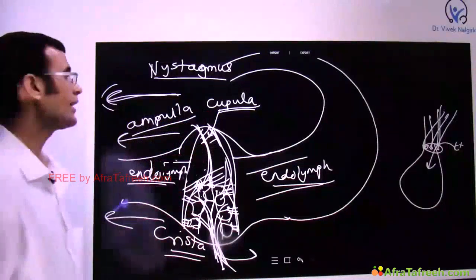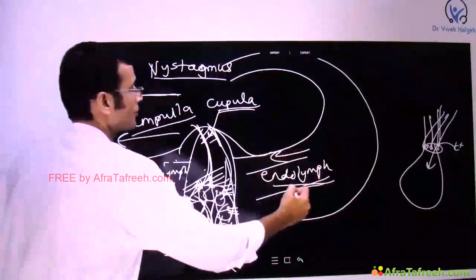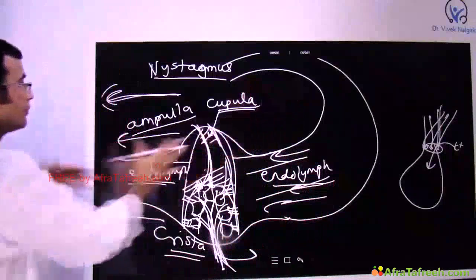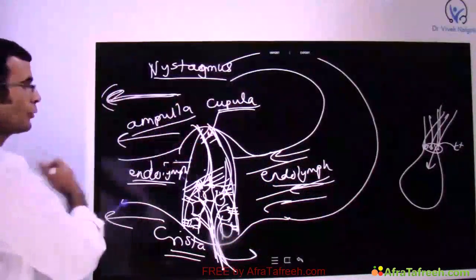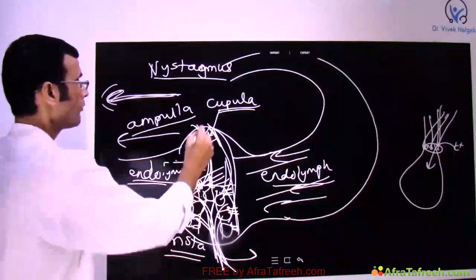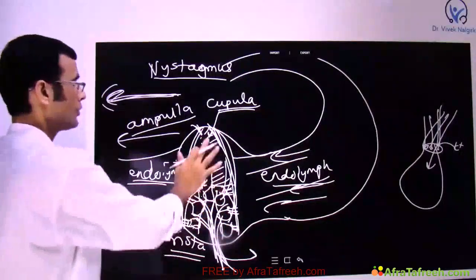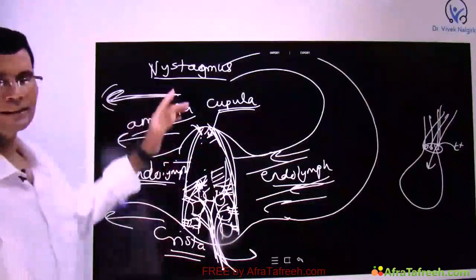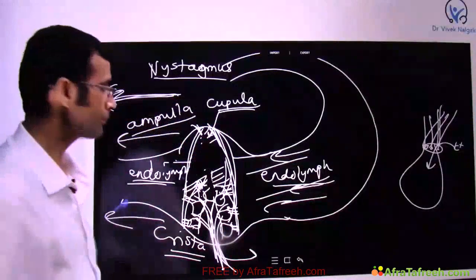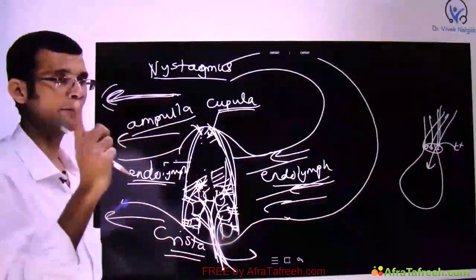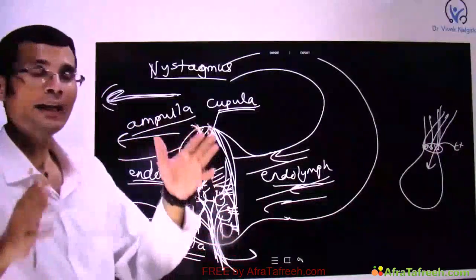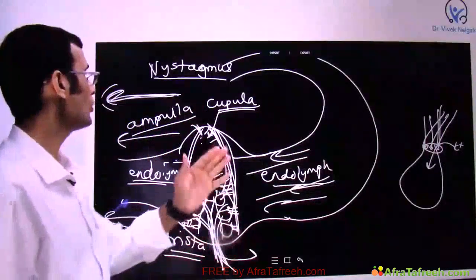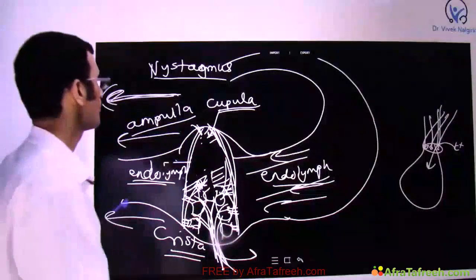In 10-15 seconds, endolymph will catch up and start moving in the same direction with the same speed as the head is going. Cupula will come back to its original position and the nystagmus will stop. Those rotatory, oscillatory movements of the eyes will stop. When the head stops rotating, now the opposite will occur.